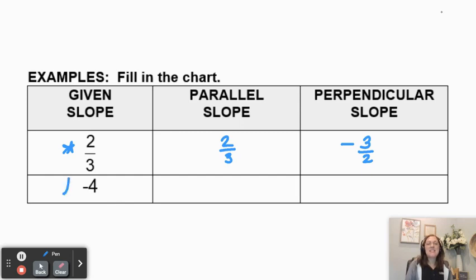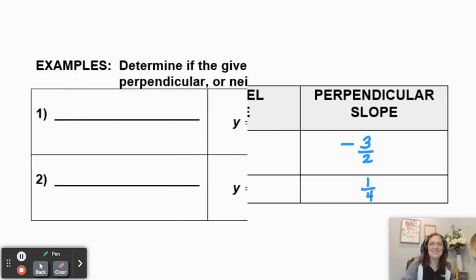Let's do one more. If my slope is -4 and I want a parallel slope, that's the same slope, I would use -4. But if I wanted a perpendicular slope, first of all, it'd have to be the opposite, so it'd have to be positive. And you have to think of -4 as -4 over 1, so that when you flip it, you can see that it would be positive 1/4. Positive because of the opposite part, 1/4 because of the reciprocal. All right, I think you got it. We're ready to jump into some equations now.